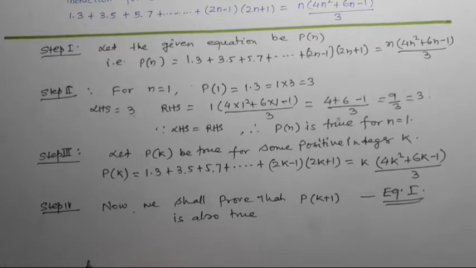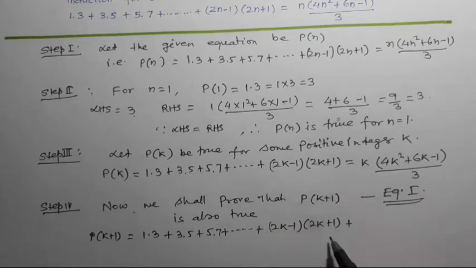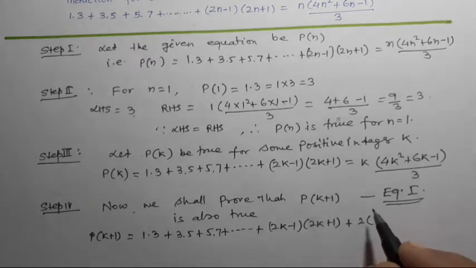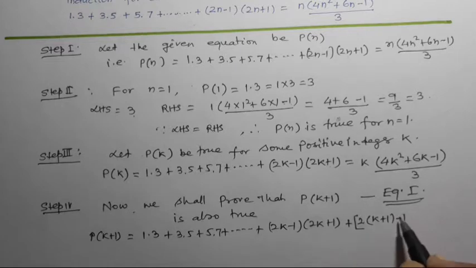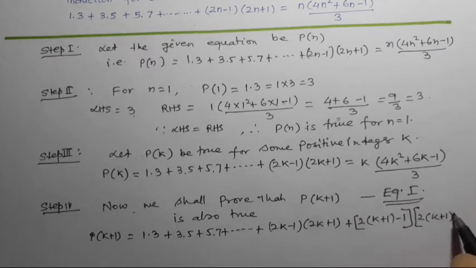So we shall write P of k plus 1 will be equal to 1.3 plus 3.5 plus 5.7 plus ... plus this one (2k minus 1) into (2k plus 1), plus this is up to here, and next k plus 1, it is up to k, and now k plus 1, so we shall write (2(k plus 1) minus 1) into (2(k plus 1) plus 1).